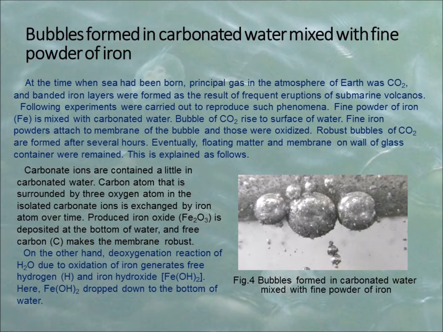Carbonate ions are contained a little in carbonated water. The carbon atom that is surrounded by 3 oxygen atoms in the isolated carbonate ions is exchanged by an iron atom over time. Produced iron oxide is deposited at the bottom of the water, and free carbon makes the membrane robust. On the other hand, the deoxygenation reaction of H2O, due to oxidation of iron, generates free hydrogen and iron hydroxide. Here, iron hydroxide dropped down to the bottom of the water.